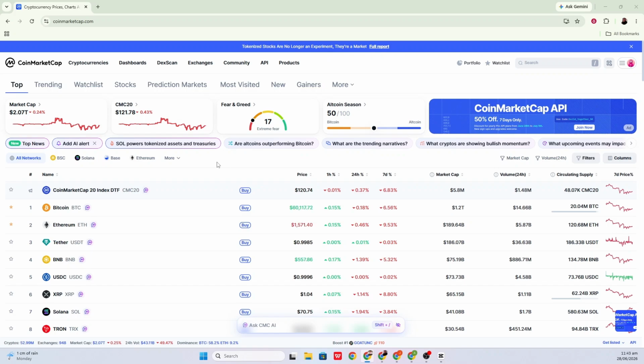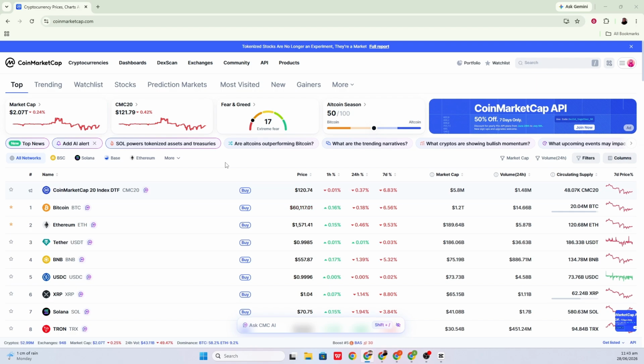In today's video, I will walk you through how to track crypto market trends with CoinMarketCap. To start tracking cryptocurrency market trends, begin by reviewing the market information displayed at the top of the CoinMarketCap homepage. This header section provides key metrics that show the overall movement of the crypto market.